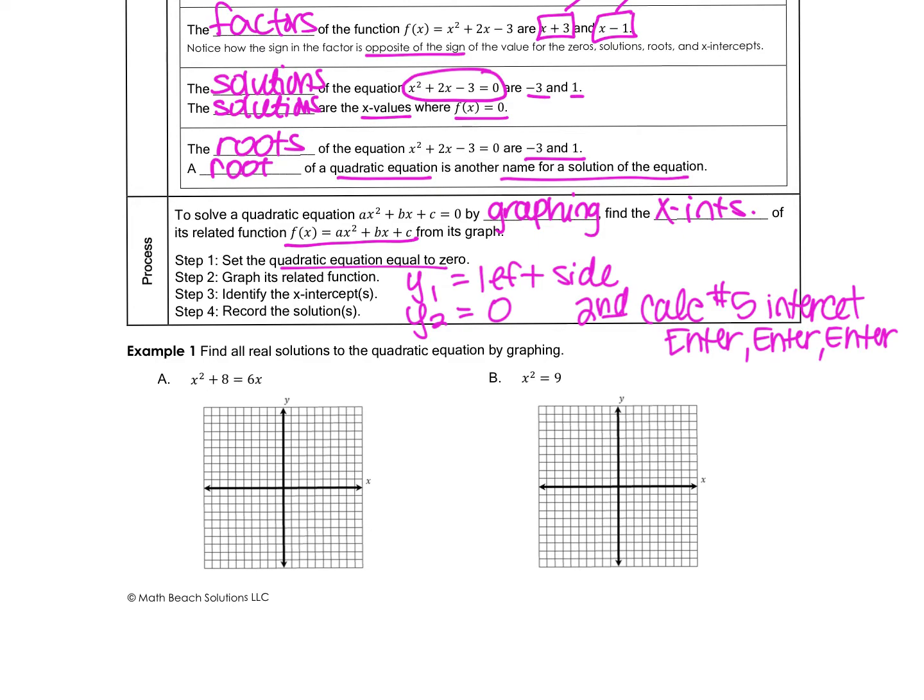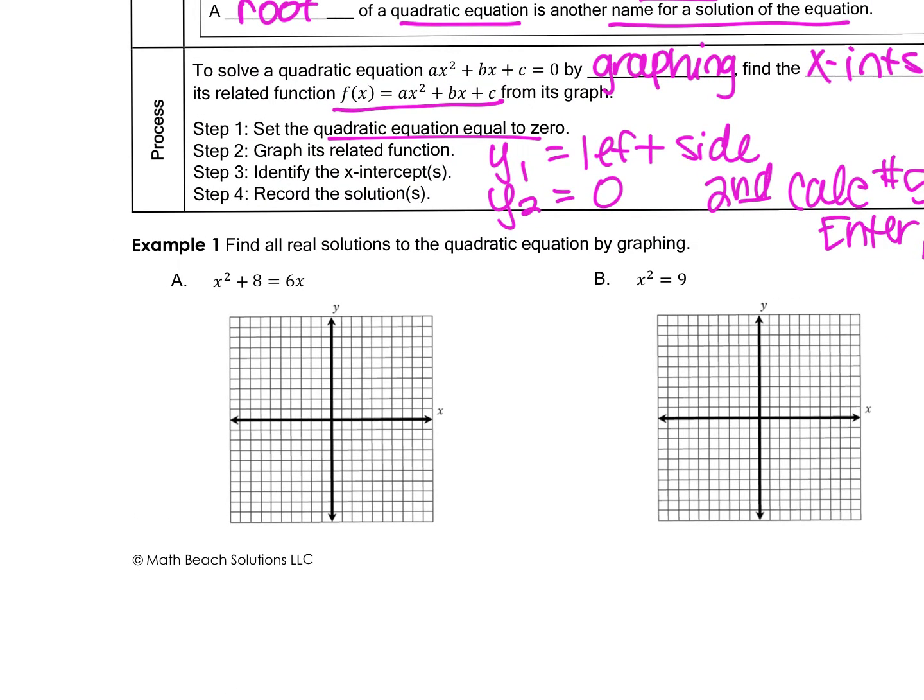Once you have that, you should see on your calculator intersection, and it'll give you your intersection point. All right, so we're going to find all real solutions, so we're not going to be dealing with any imaginary solutions by graphing. So first step is to set it equal to 0. So I first have to subtract 6x. So that's x squared minus 6x plus 8 equals 0. Remember, we're going to type in the left side in y1. I'm going to type the 0 in y2. Now my calculator won't show up on the video, and the one on the iPad isn't finding intersections, so you're just going to have to follow along.